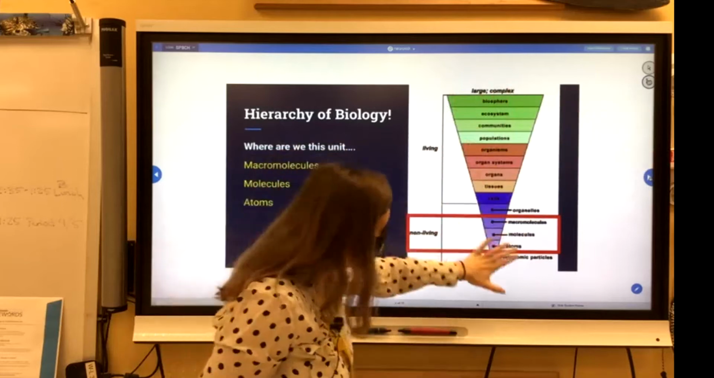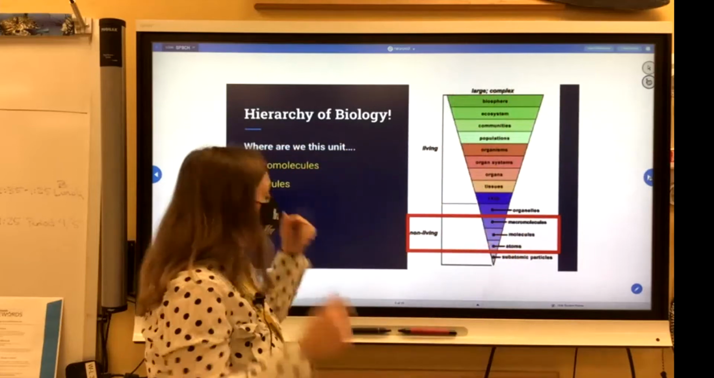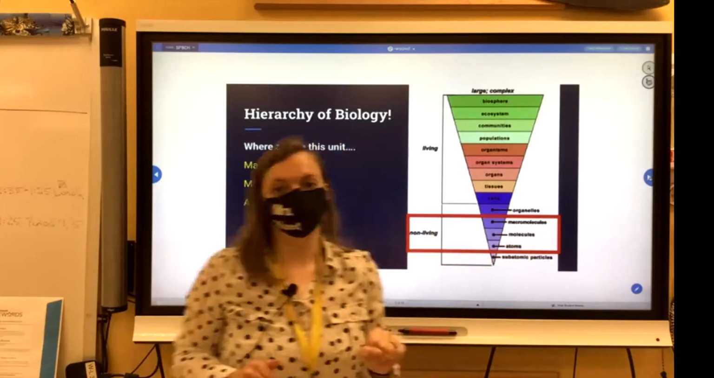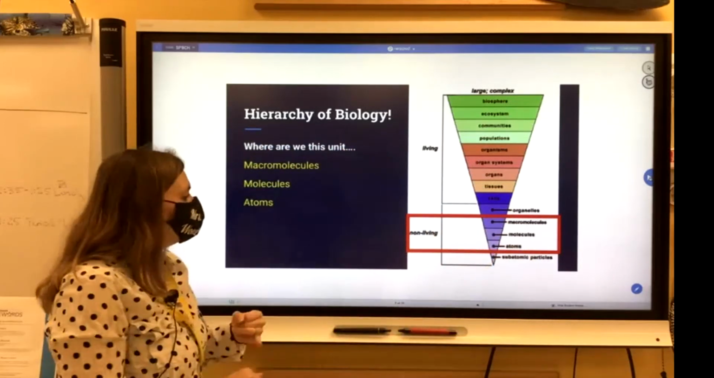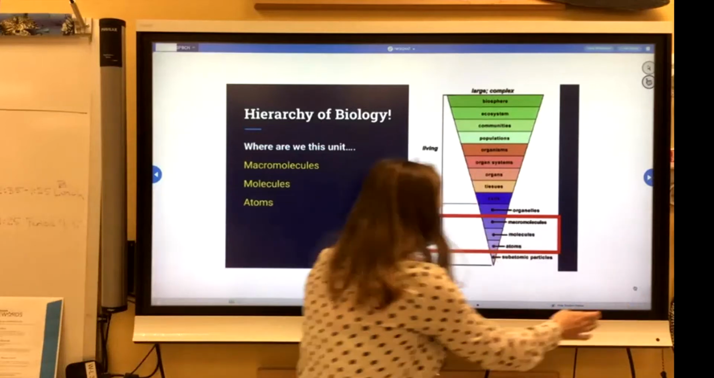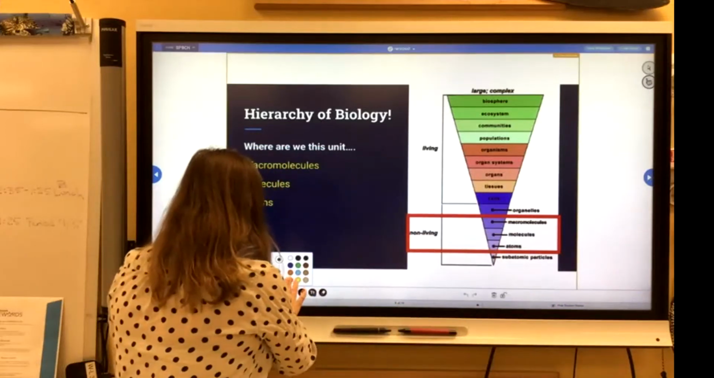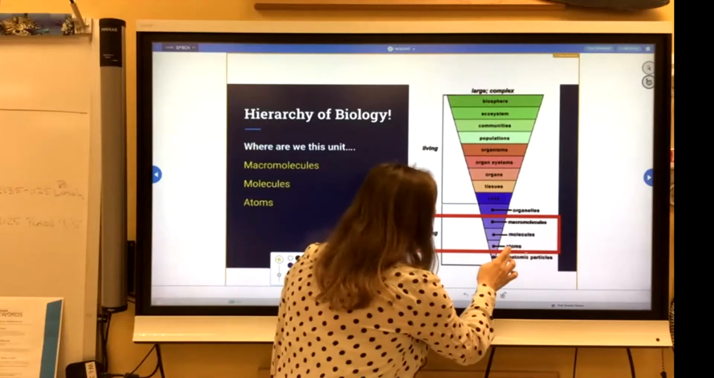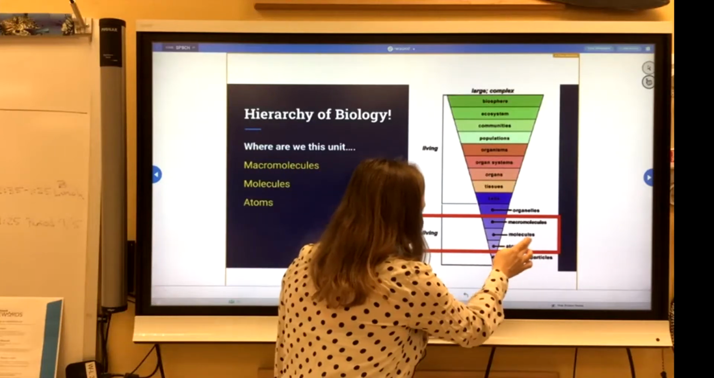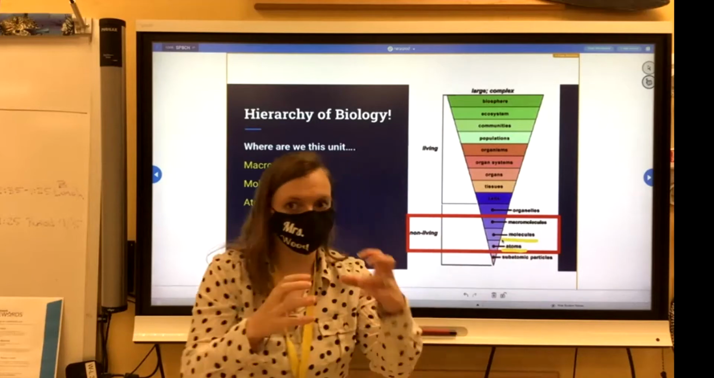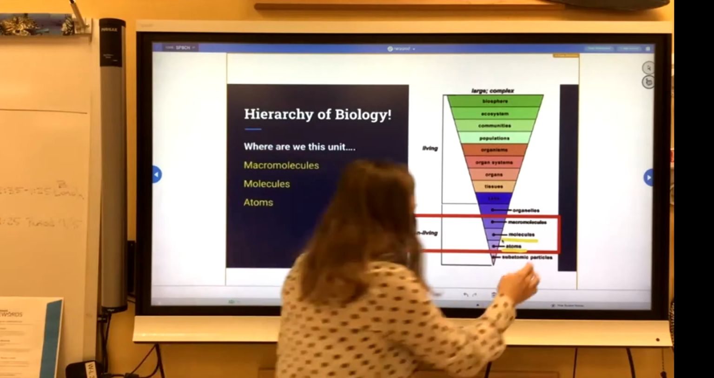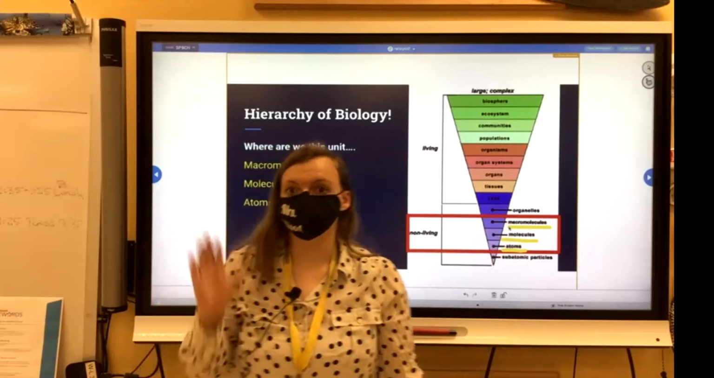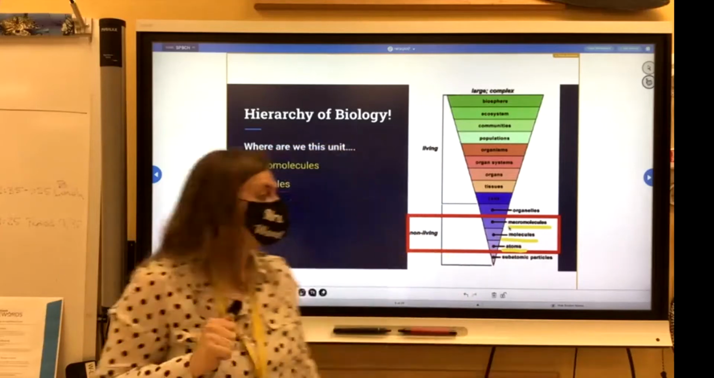So the smallest thing that we're going to be talking about this unit are atoms. See, they're almost at the bottom of this upside down triangle. So we'll be talking about atoms, we'll be talking about molecules. Remember, when we put atoms together, we get molecules. And then macromolecules. We've heard this word before, but it was a long time ago. Don't worry, I'm going to refresh.